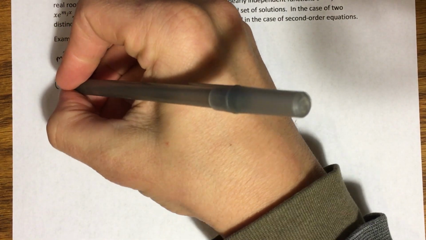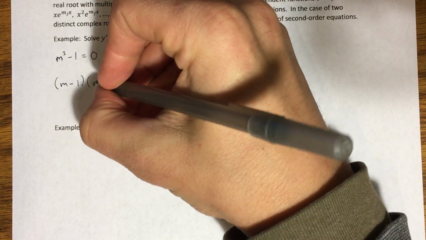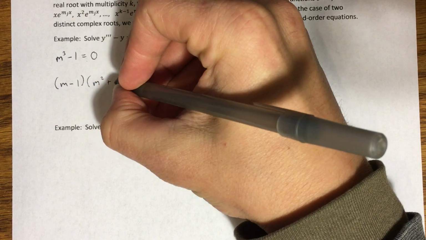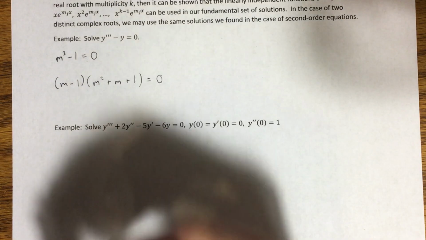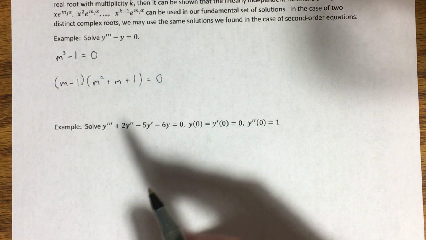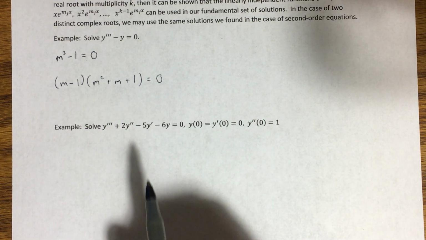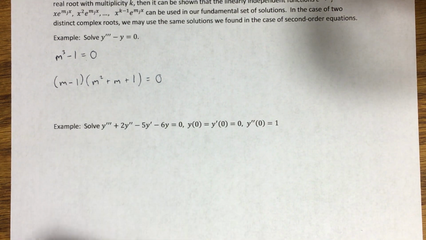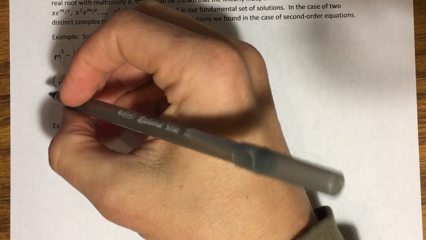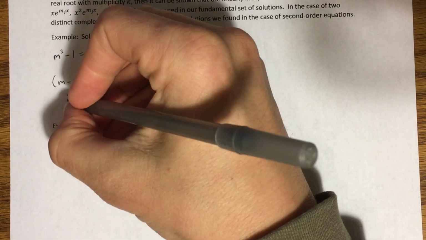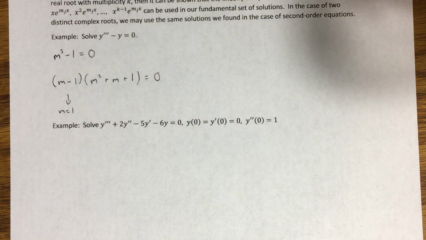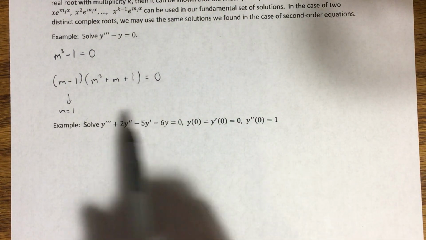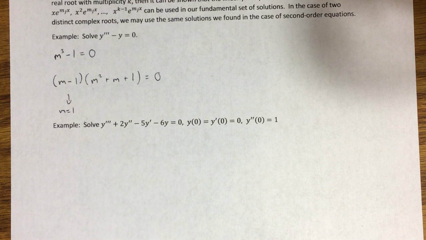In this case, we're going to have m minus 1 times m squared plus m plus 1, and that equals 0. Okay? Again, this is from the difference of cubes factoring technique. This factor is going to give us one solution of m equals 1. This factor is not factorable, so we would have to apply the quadratic formula to that.